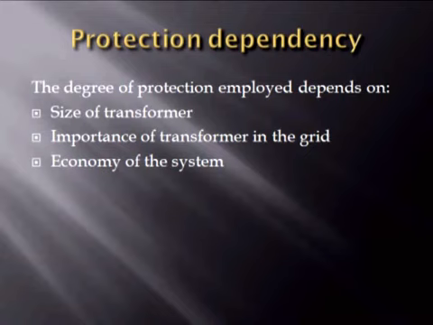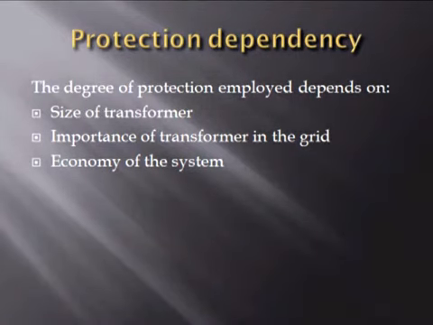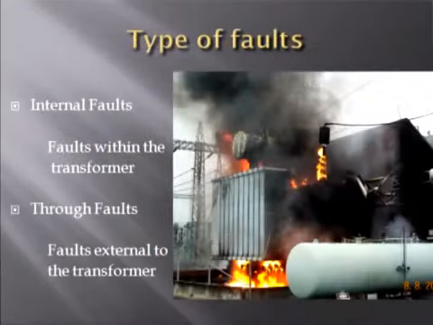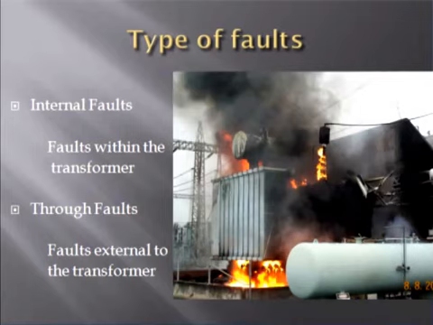The degree of protection employed for a particular transformer depends upon its size, its importance in the system, and the economy of the design. For instance, sometimes we don't use the circuit breakers to make the design less expensive. However, appropriate amendment must be made to the design for protection. The transformers are prone to two types of fault: internal faults that occur within the transformer proximity and through faults that occur external to the transformer.